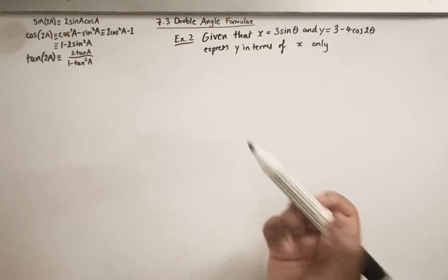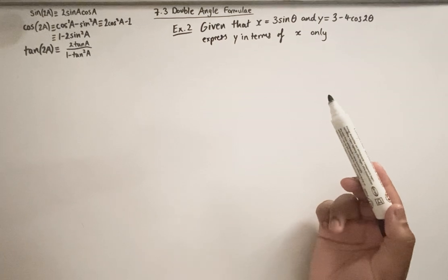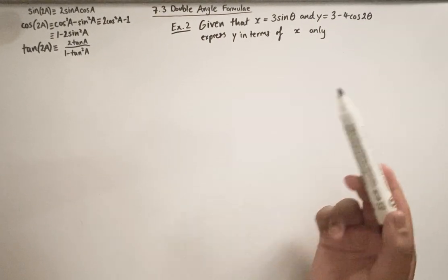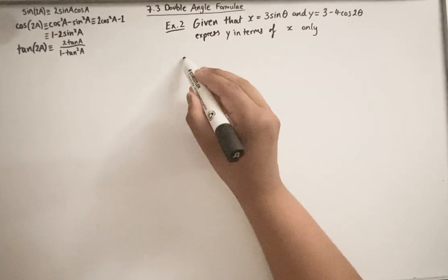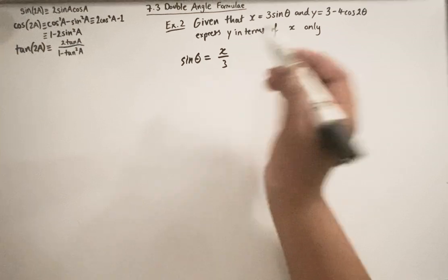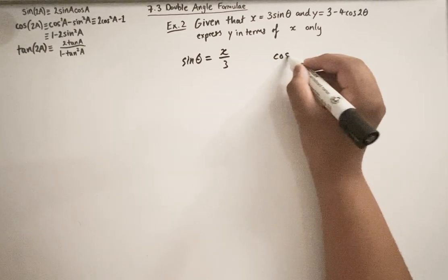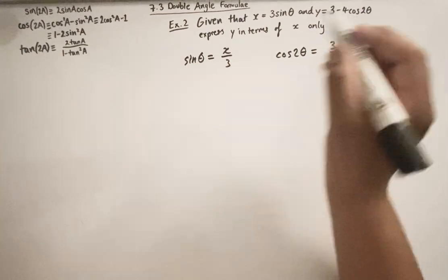Let's do one more example. Given that x is equal to 3 sine theta and that y is equal to 3 minus 4 cos of 2 theta, let's express y in terms of x only. Rearranging this, we can get sine theta is equal to x over 3. Rearranging this, we can get cos of 2 theta is equal to 3 minus y over 4.